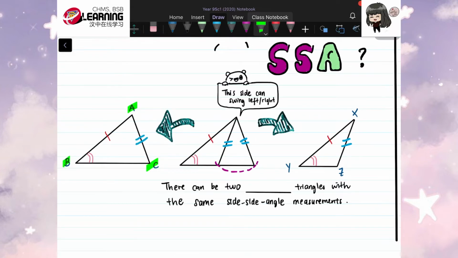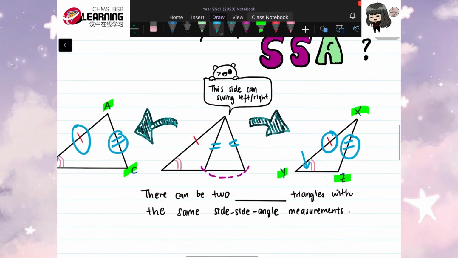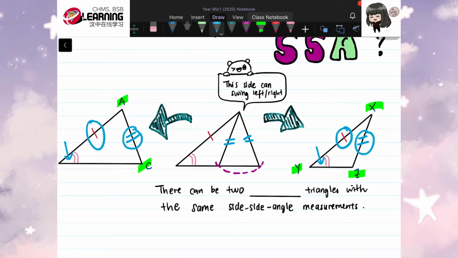And how about triangle XYZ? We have a corresponding side that is the same, the other corresponding side is also the same, and we have the same corresponding angle. So it's obvious that both of these are SSA, but they are not congruent. It's very obvious these two triangles are not the same. You see, the one is going to the right, and this one is going more to the left, so they are not the same triangle.